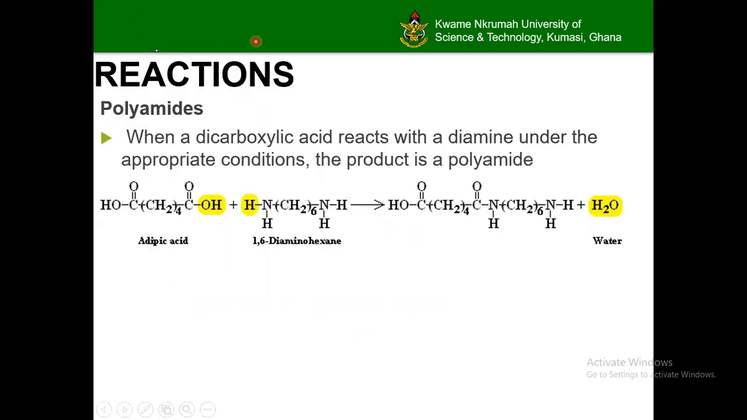Important things for us to take note of. A polyimide is formed between a reaction of dicarboxylic acid and a diamine under appropriate conditions, right? So this is the adipic acid. This is the diamine. And so what will happen is that the adipic acid will lose OH.